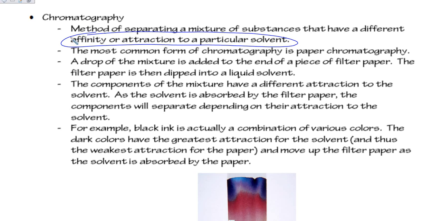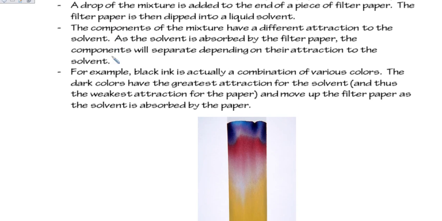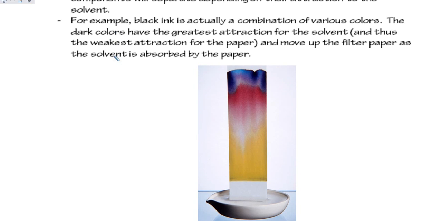It's usually done with some kind of paper. In the lab, we can even just use filter paper. We'll put a drop of our mixture, usually down toward the bottom of the filter paper, and we'll let that dry. And sometimes we'll dot it a few times. We'll let it dry. So we'll have a nice little sample of our test mixture down at the bottom. Then we're going to let that piece of filter paper sit in some kind of a solvent.